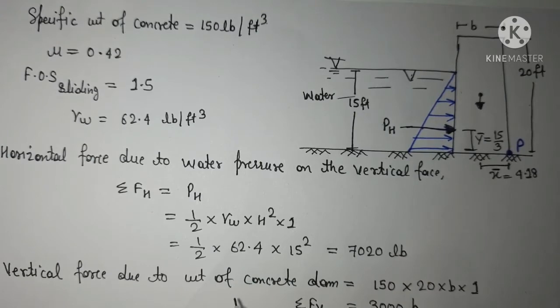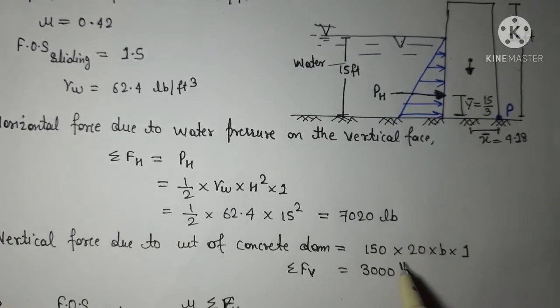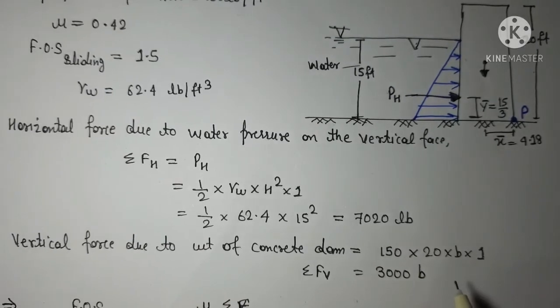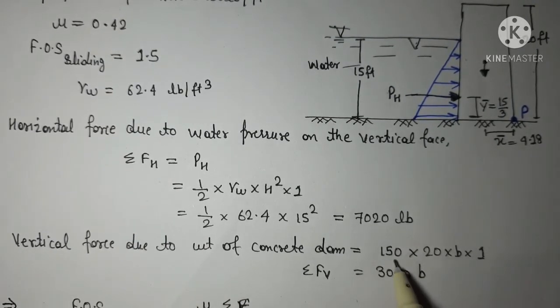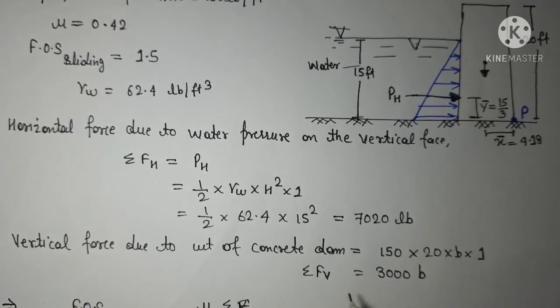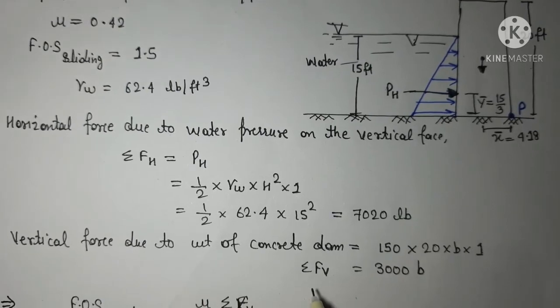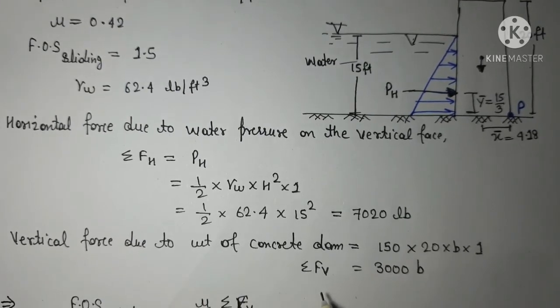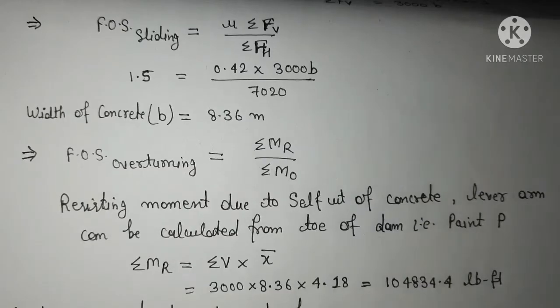Vertical force due to weight of the concrete dam is equal to 150 into 20 into B into 1. 150 is gamma, 20 is the height of the dam, B is the width of the dam, and for 1 meter length we are calculating. Summation of Fv is equal to 3000 B.